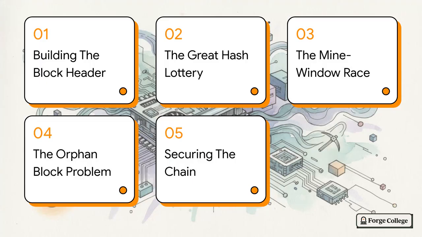Okay, let's dive right into today's agenda. Think of this as your step-by-step schematic for how a block is actually built and propagated across the network. Number 1, building the block header. 2, the Great Hash Lottery. 3, the mine window race. 4, the orphan block problem. And finally, number 5, securing the chain.